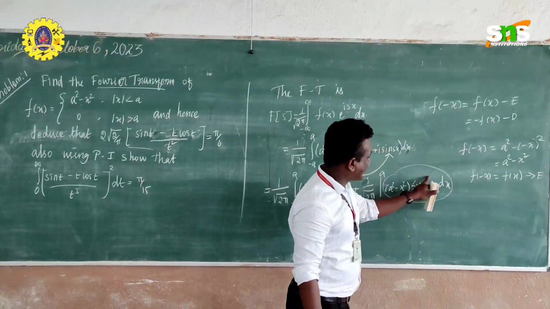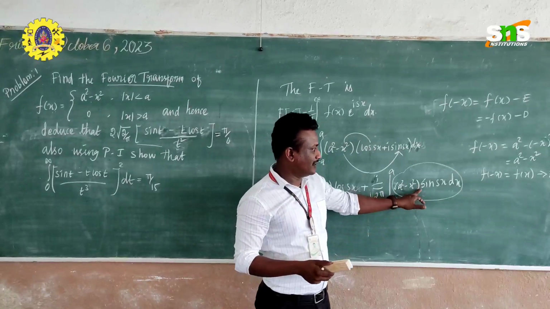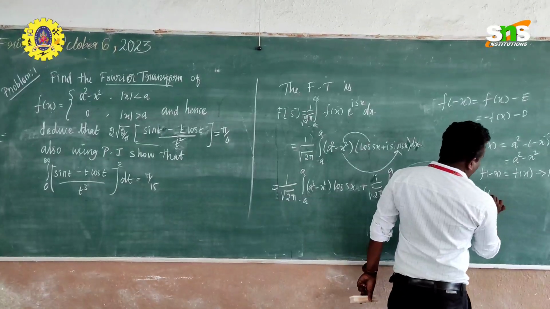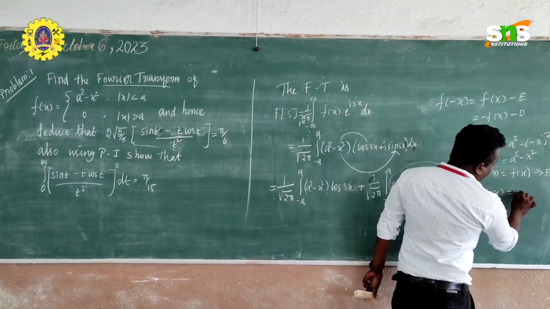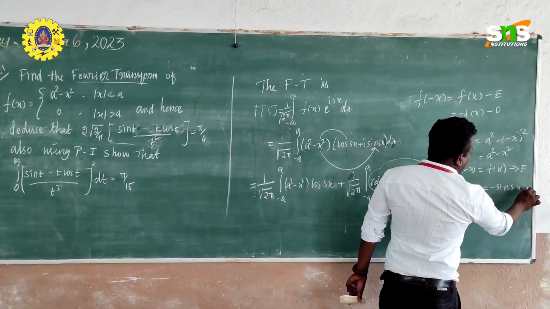Now let us take sin sx. Always sin minus theta is equal to minus sin theta. So what answer will we get? When we calculate f of minus x, we will get minus sin sx. So here it is an odd function.